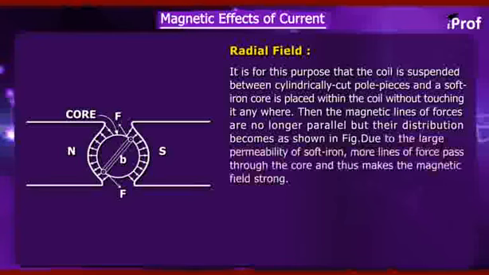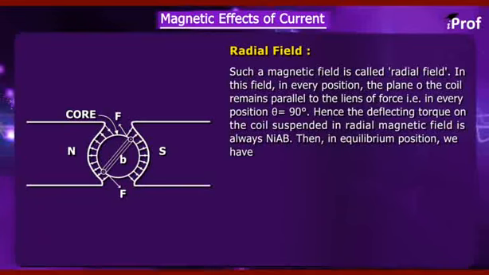It is for this purpose that the coil is suspended between cylindrically cut pole pieces and a soft iron core is placed within the coil without touching it anywhere. Then the magnetic lines of forces are no longer parallel, but their distribution becomes as shown in figure. Due to the large permeability of soft iron, more lines of force pass through the core and thus make the magnetic field strong. Such a magnetic field is called radial field.